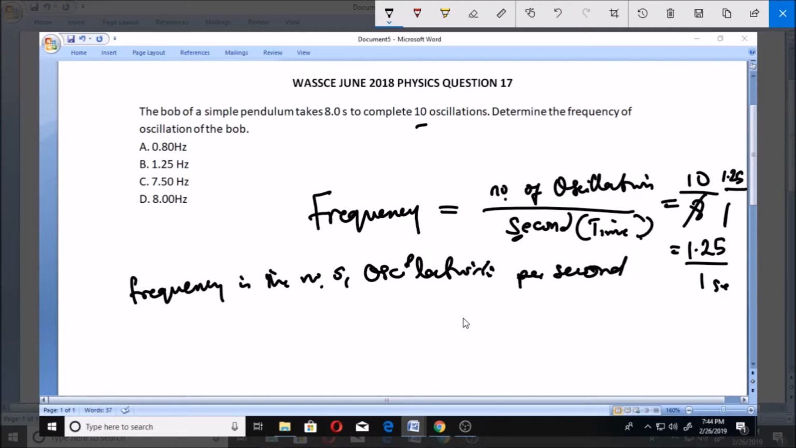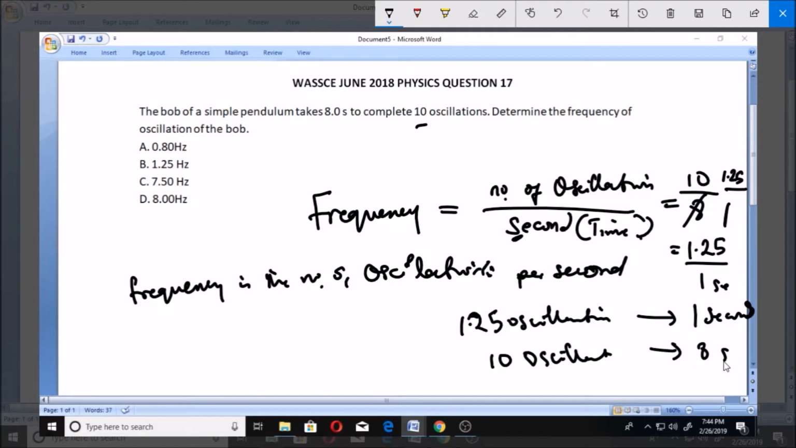So you can say that 1.25 oscillations was done in what? 1 second. In 1 second. You understand? Whereas you had 10 oscillations done in how many? 8 seconds. So if you can do 10 oscillations in 8 seconds, that means you can do 1.25 in 1 second. And the amount of oscillation that you can do in 1 second is the frequency.